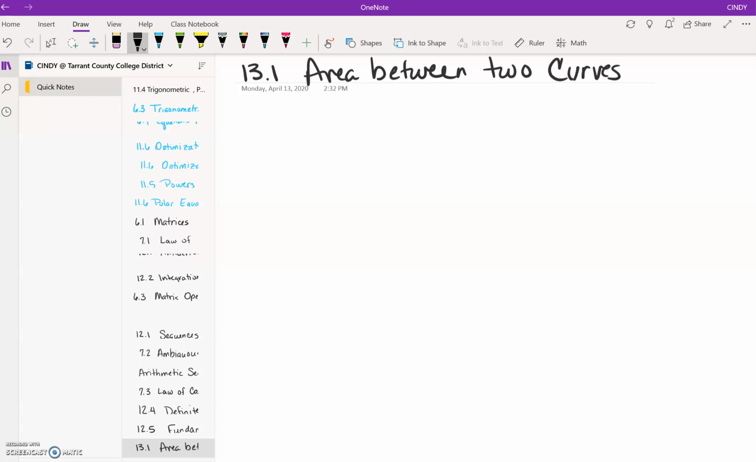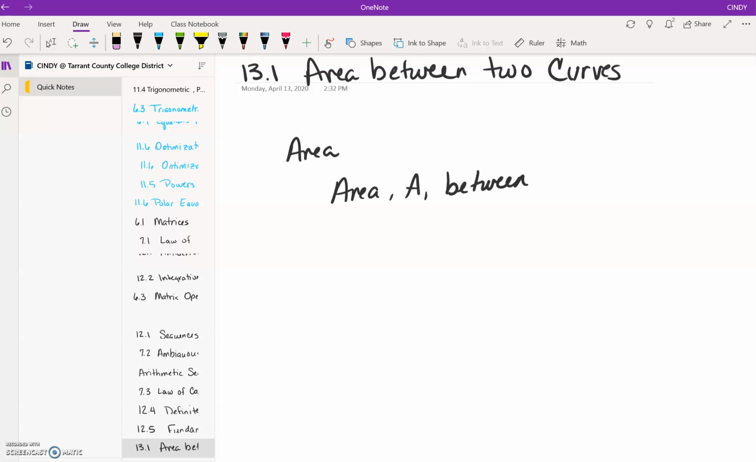In 13.1, we're talking about the area between two curves. So let's talk about the area between two curves. Basically, area, which is designated by the letter A, between two functions, is equal to, let's start, between two curves.